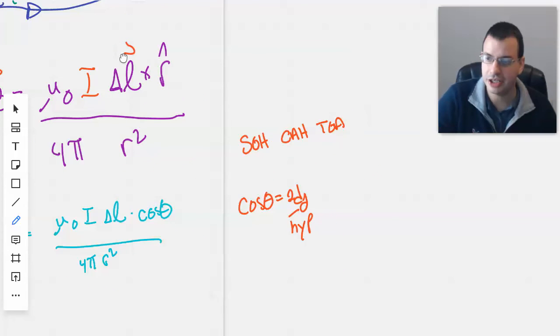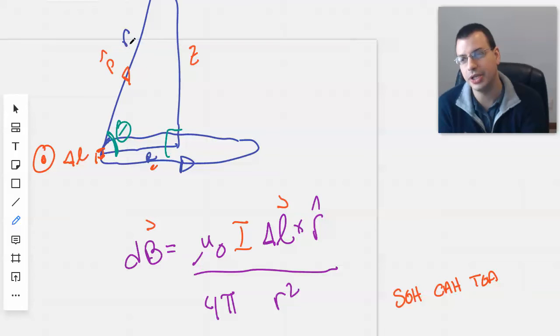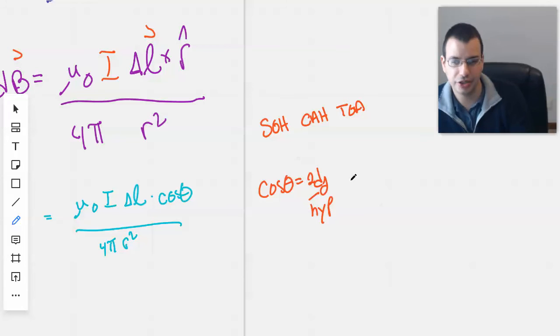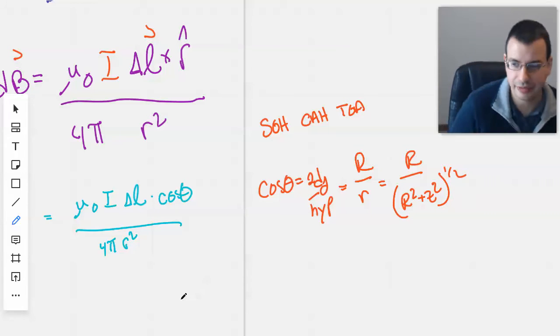In our case, the adjacent will be big R, right here. And our hypotenuse will be little r. Big R is the adjacent, the hypotenuse is little r. And we know that little r will be big R squared plus Z squared, square rooted. So I'm just going to write it to the 1/2.